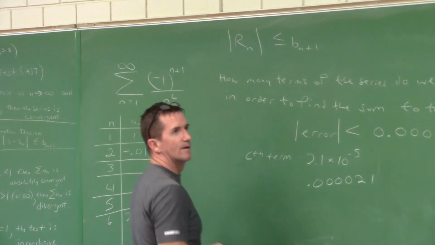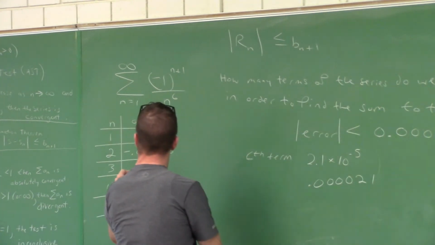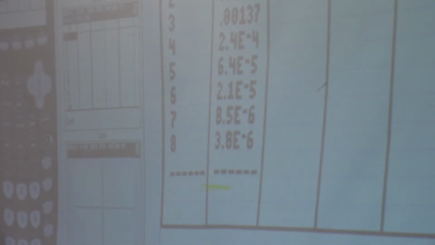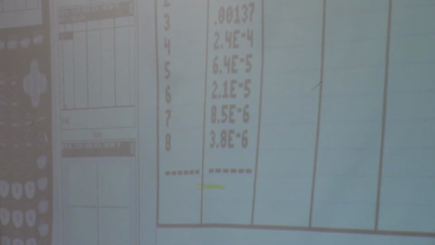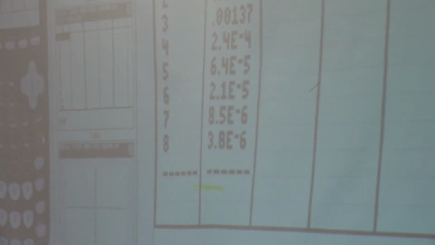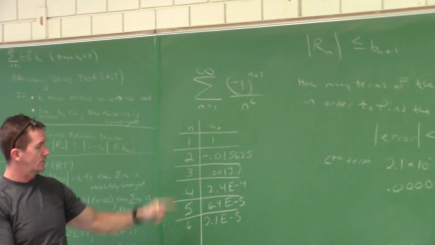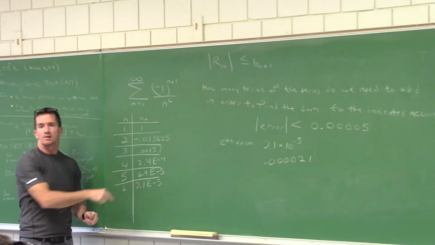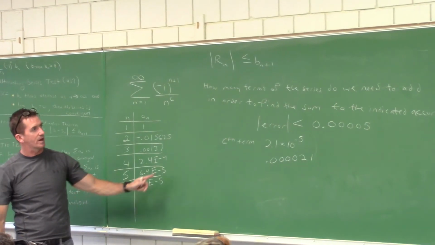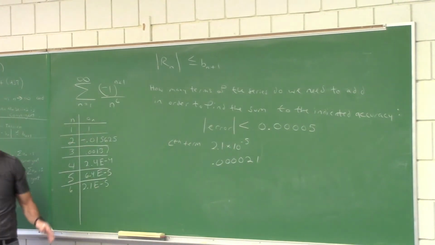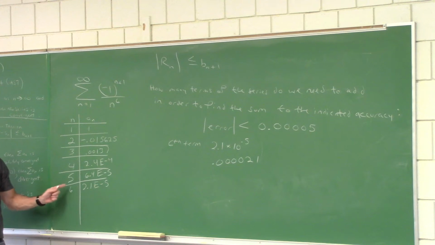What was the 3rd term? 0.001-something. The 4th term, 2.4 e to the negative 4. The 5th term, 6.4 e negative 5. All right. So this is what we do with this awesome theorem. We went through checking each number until we found the number that was lower than this value here, right? What was the first term that was lower? The rest are going to be lower than it too. The first term was the 6th term.